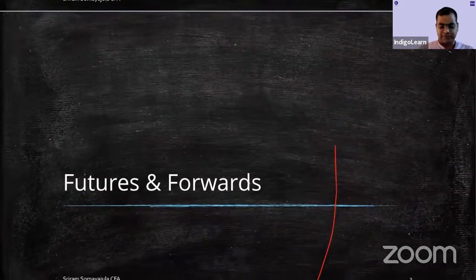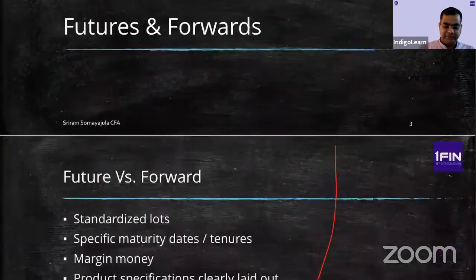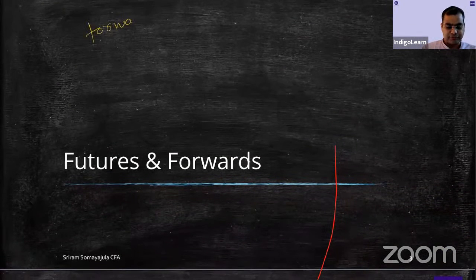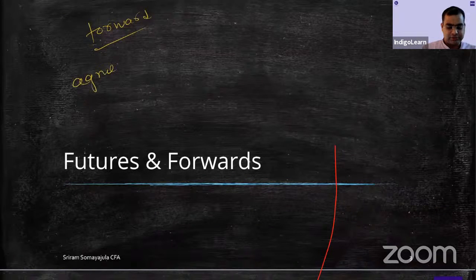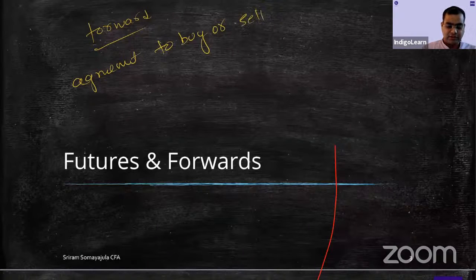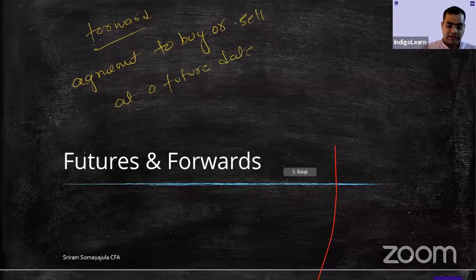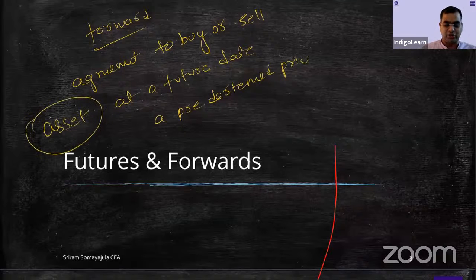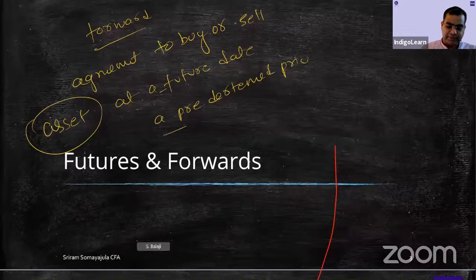Futures and forwards, or forwards and futures, whatever you want to call them. Let me first explain what a forward contract is, then automatically we'll understand what a future is. A forward contract is an agreement to buy or sell an asset at a future date, at a predetermined price. This asset can be brinjal, it can be tomato, it can be gold, it can be an equity stock, it can be an equity index, it can be anything. At a future date, at a predetermined price.